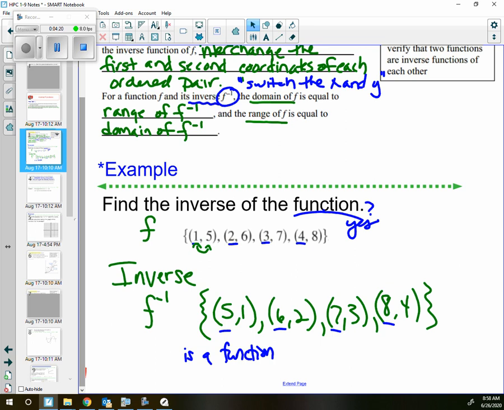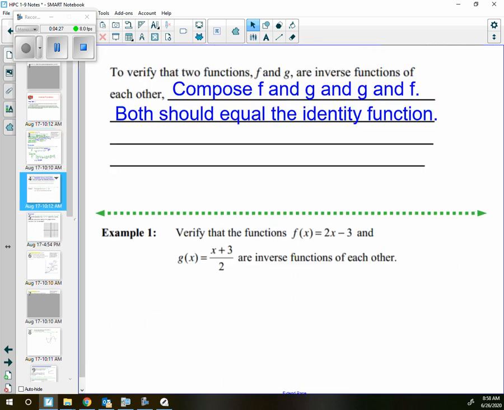So if you want to find an inverse, you just switch the domain and the range. You switch the x's and the y's. So if it's a numerical representation, that's all there is to it.